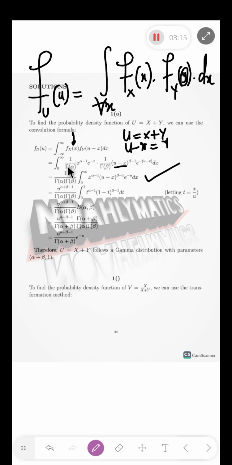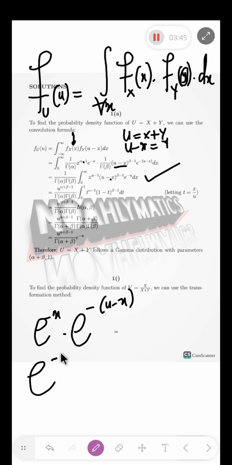That is 1 over gamma of alpha and 1 over gamma of beta moved outside the integral, and whatever you have left now is the integral from 0 to infinity, according to the limit for the gamma density function. You have x to the power of alpha minus 1 in this case, you have U minus X to the power of beta minus 1 in this case. So this is e raised to the power of minus x times e raised to the power of minus (u minus x). You know what that will give you. If you apply the rule of indices, we have minus u plus x. So this will cancel this. Whatever you have left now is e to the minus u. So that is the reason why you have e to the minus u in this case.